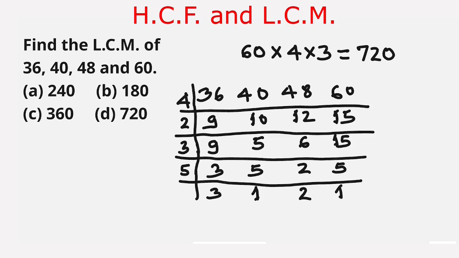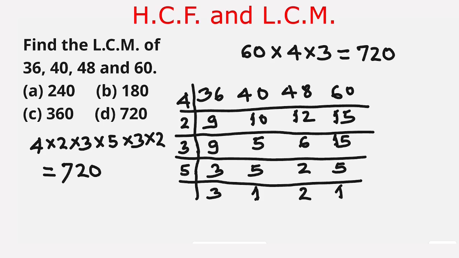Now we can find our LCM. 4 multiplied by 2 multiplied by 3 multiplied by 5 multiplied by 3 multiplied by 2. 4 times 2 is 8. 8 times 3 is 24. 24 times 5 is 120. 120 times 3 is 360 and 360 times 2 is 720.